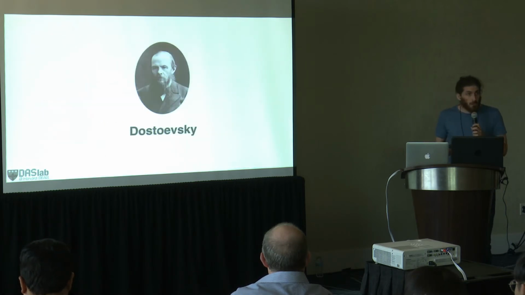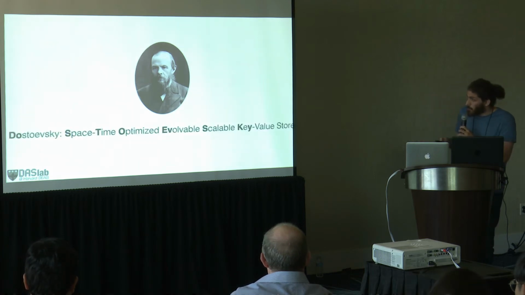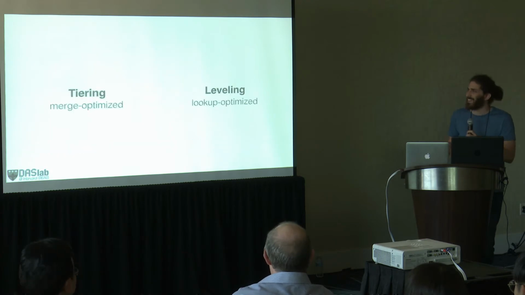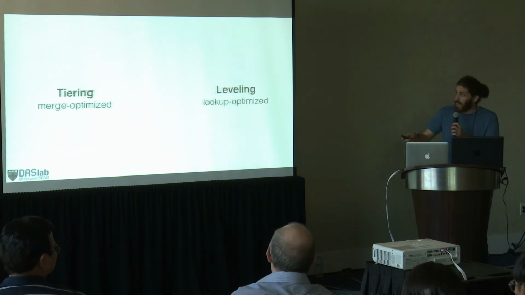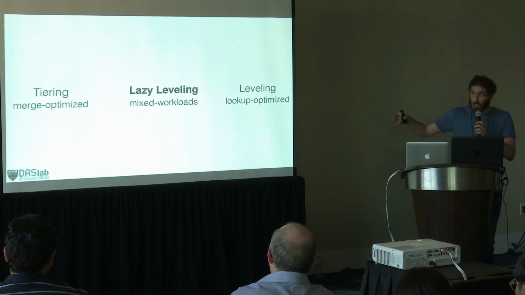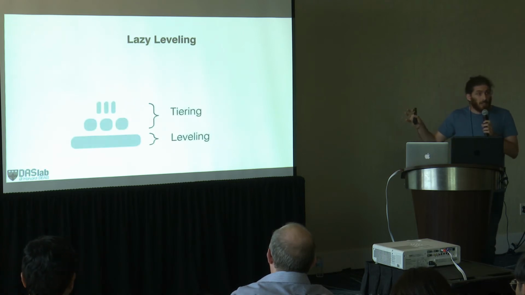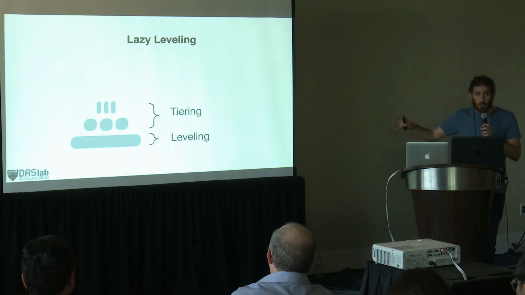Okay, so to solve this problem, we introduced Dostoevsky, which stands for Space-Time Optimized Evolvable Scalable Key Value Store. It's recursively defined, and it's very write optimized. So we had the tiered and leveled LSM-Tree designs before, and with Dostoevsky, we introduced a new design, lazy leveling, which is better for mixed workloads. So basically what lazy leveling does is it applies the tiered strategy for smaller levels of the tree and leveling for the largest level.